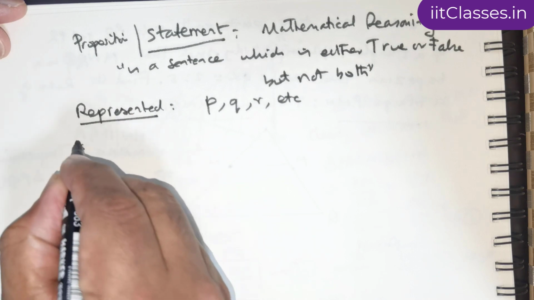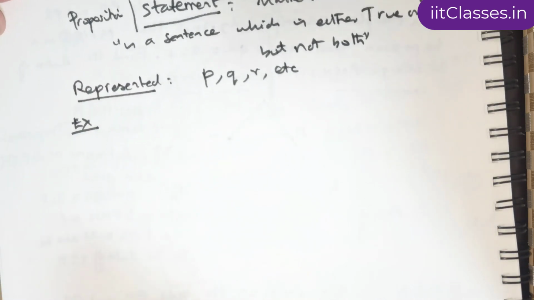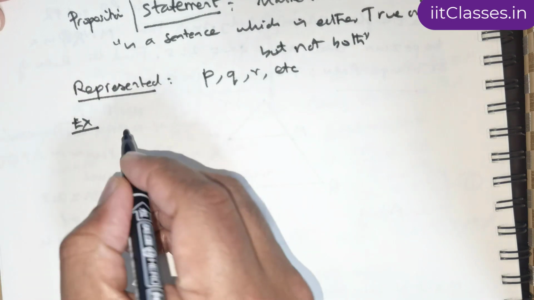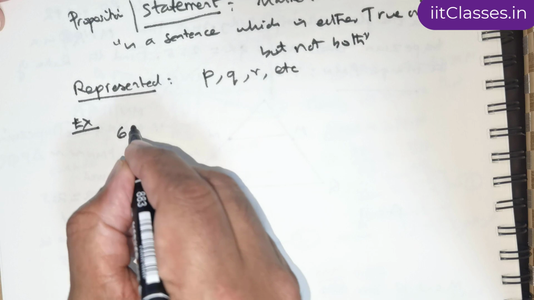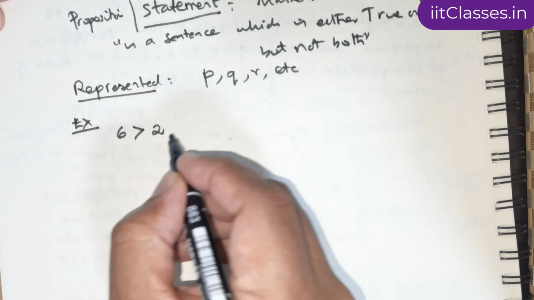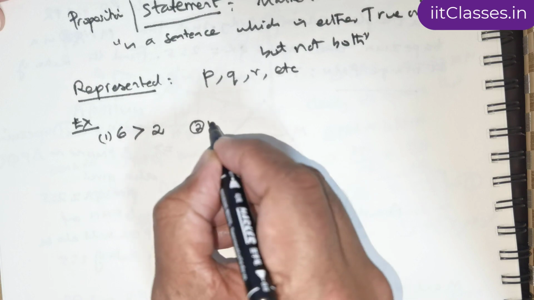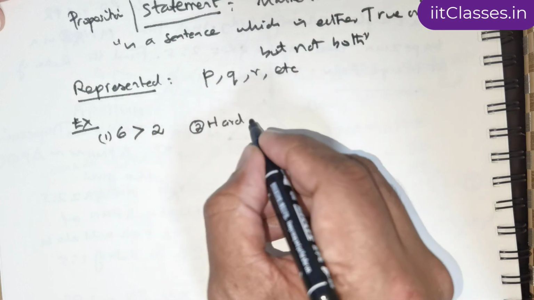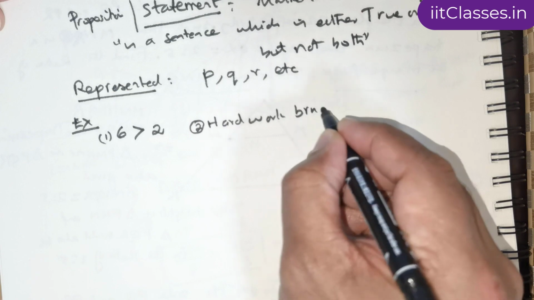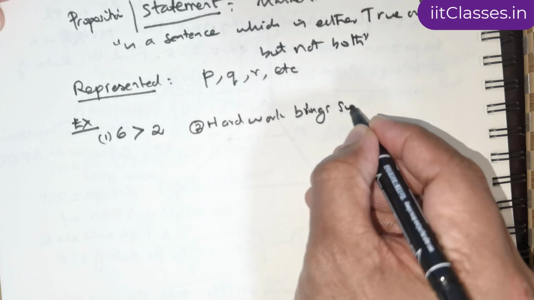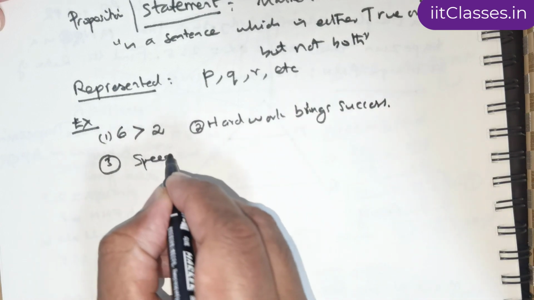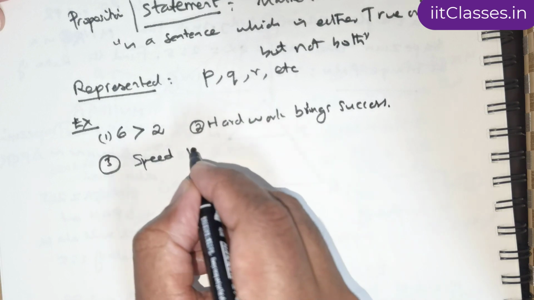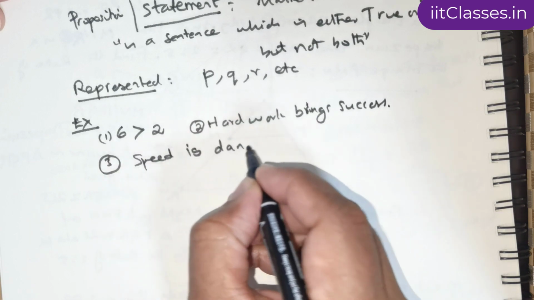Now, examples of statements can be as follows. The first one is 6 is greater than 2. Number 2, hard work brings success. Number 3, speed is dangerous.